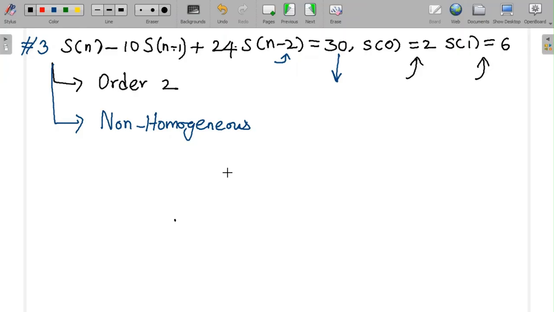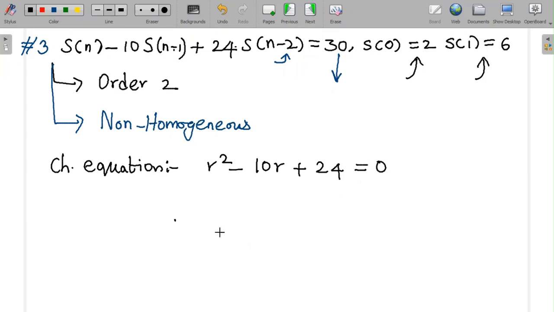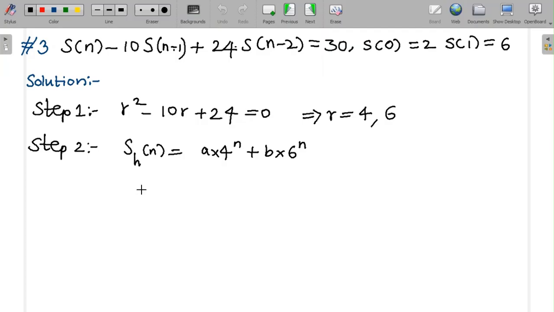So we'll start solving this recurrence relation by first finding its characteristic equation. As usual, we'll replace S of n by r square, S of n minus 1 by r, and S of n minus 2 just by the constant. So we have r square minus 10r plus 24 is equal to 0 as the characteristic equation of the recurrence relation. And that's our first step. So we have the equation we can solve. We see that the roots of this equation are 4 and 6, both of which are real and distinct.